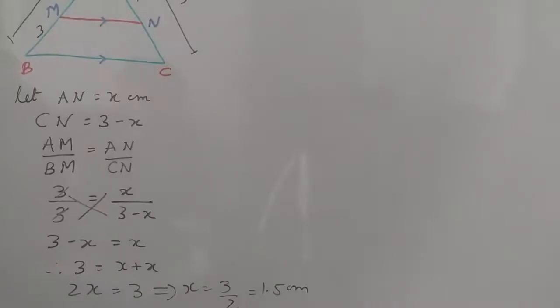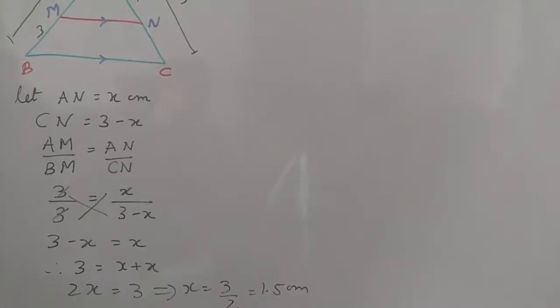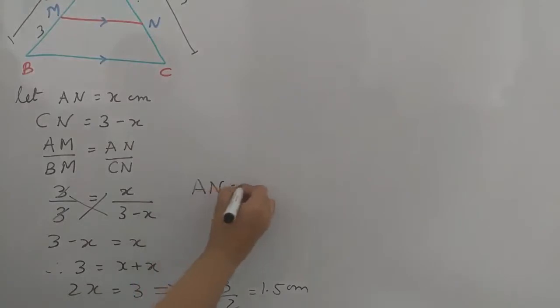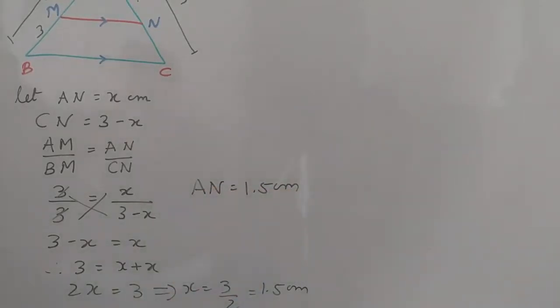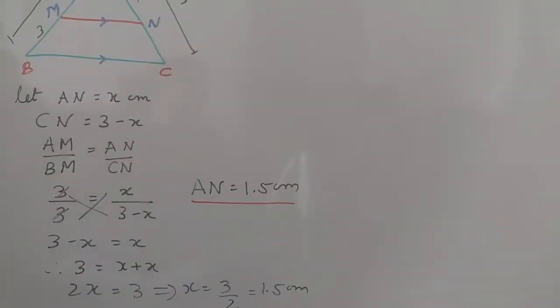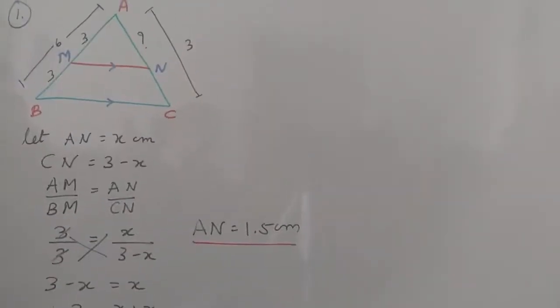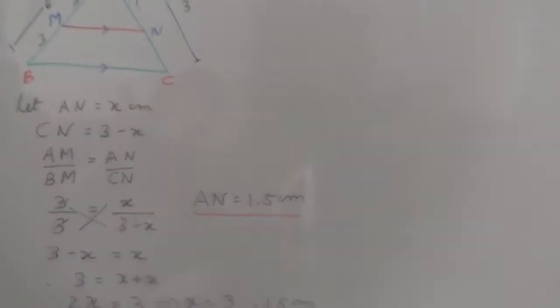So here x means what we have chosen? AN. So the AN answer is 1.5 centimeters. So here I write the answer, AN is equal to 1.5 centimeters, which is our final answer. So this way you can get your answer. You can see the figure again this way and the solution.